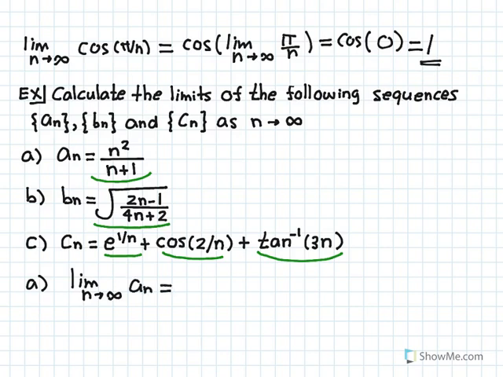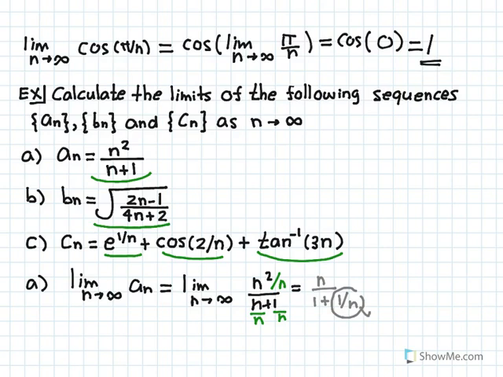This is equal to the limit as n goes to infinity of n squared divided by n plus 1. Let's divide by the highest power in the denominator, divide by n, and divide the numerator by n as well. So we get n in the numerator, and 1 plus 1 over n in the denominator. 1 over n is going to approach 0 as we take the limit as n goes to infinity. n is going to go to infinity, so we have infinity divided by 1 plus 0, which is 1.